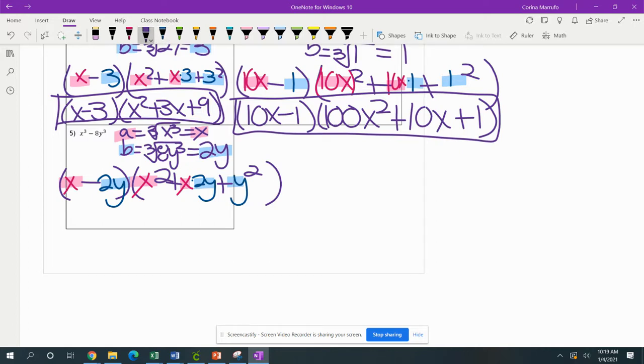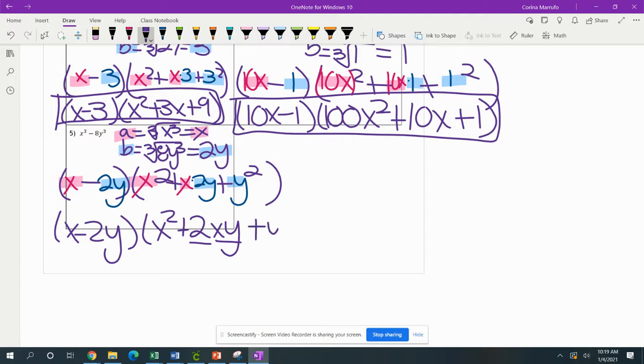So when we simplify this, this would be x minus 2y. That one stays as is. The x stays as x squared. X times 2y, we would rewrite as 2xy. When you multiply these, the coefficient, the 2, goes in the front, and then you write the letters in alphabetical order. That's why I put the x in the front. And then this would be plus y squared.